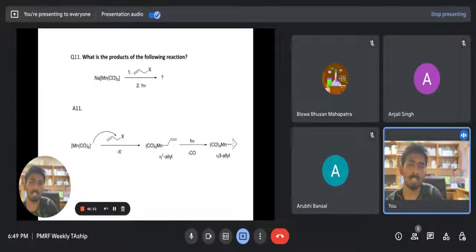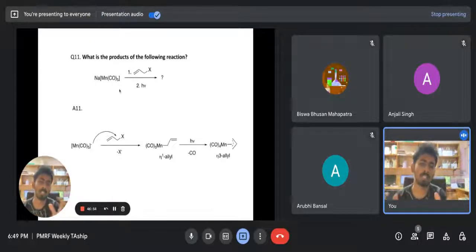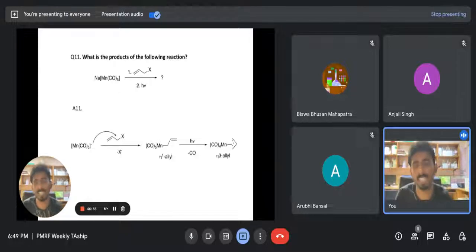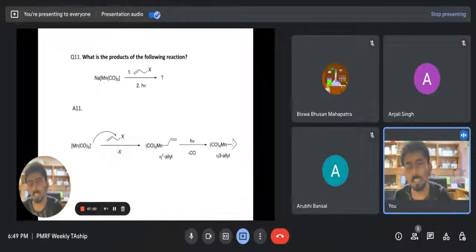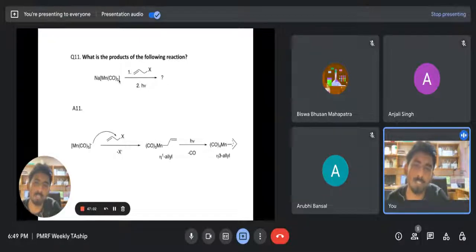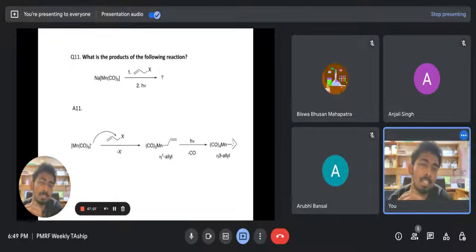So what happens when this compound Na plus Mn(CO)5 minus is treated with firstly an allyl halide and this h nu, the energy or light? Now in Mn(CO)5 minus, Mn is actually a d8 system, Mn minus, and we have 5 carbonyl groups. So 5 into 2 is 10 electrons, 10 plus 8 is 18. So this is an 18 electron complex. Now when Mn(CO)5 minus is treated with this, what will happen?